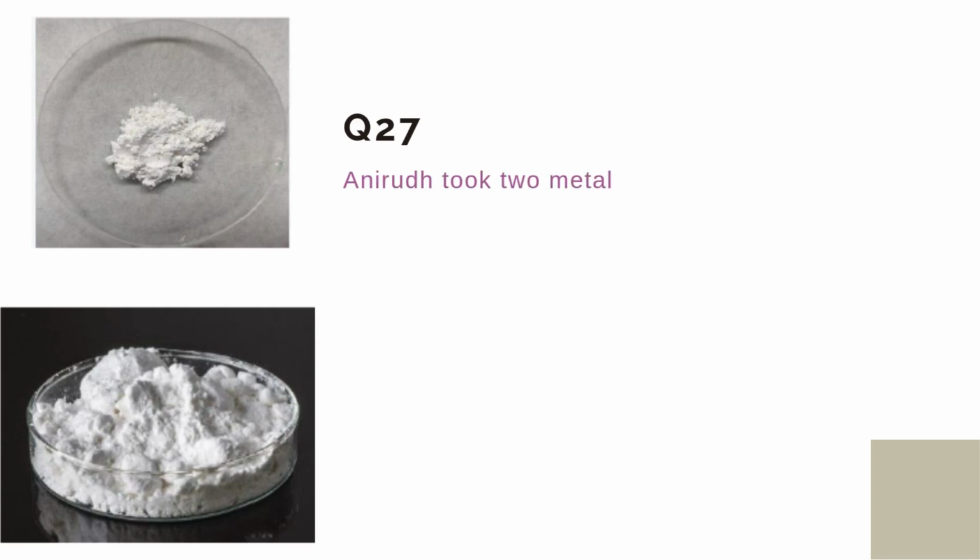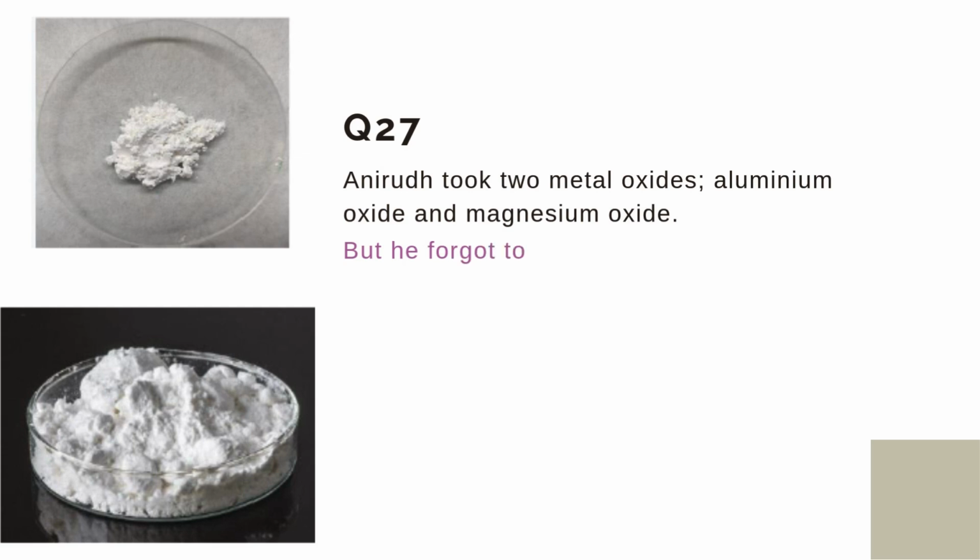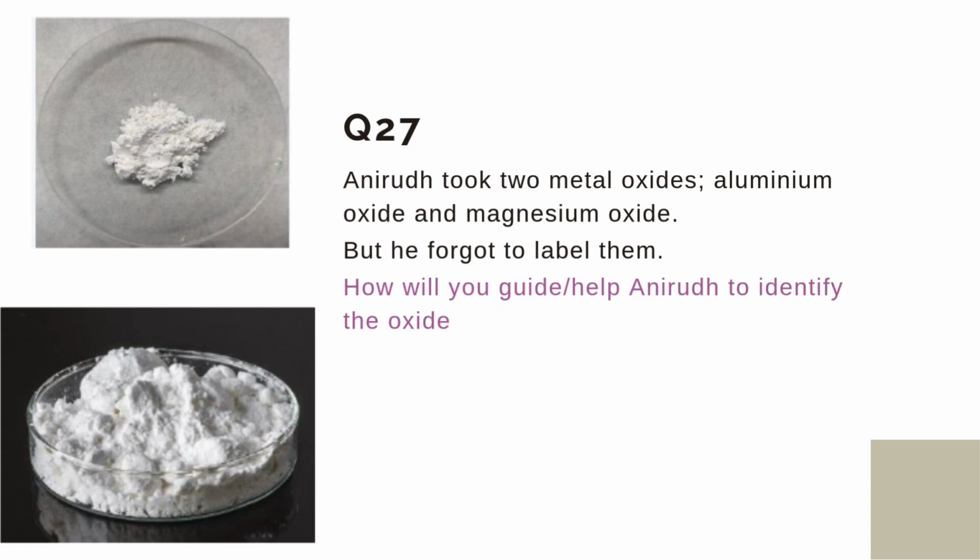Anirudh took two metal oxides, aluminium oxide and magnesium oxide, as shown here, but he forgot to label them. How will you help him identify the oxides and label them?